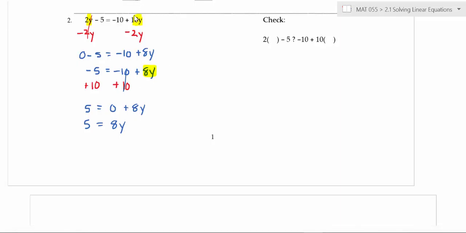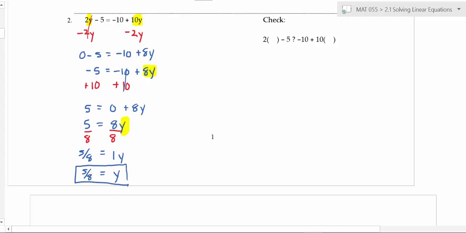Now, if I want to get y by itself, I undo the operation of multiplication. 8 is multiplied, so I divide both sides by 8. All right, so this is really 1y. This is 5/8, so I just leave the 5/8 alone. 1y is y, so I get an answer this time of a fraction, 5/8, like that. So that would be one way to show your steps on that problem. I'm going to show you different ways to write your steps, so that's one way. Okay, if you want to do it that way, you can.